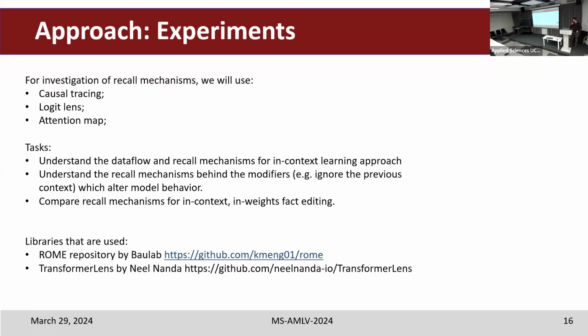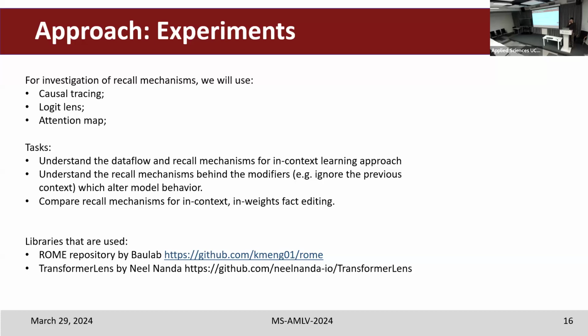In our experiments, we will be using the causal tracing instrument that I mentioned earlier, also logit lens that will be explained later, and attention map instrument to understand the data flow and recall mechanisms for the in-context learning approach. Also to understand the recall mechanisms behind the modifiers which alter model behavior. In other words, if you add the statement, ignore the previous context for this fact altering statement in the in-context learning, the model will generate actual fact. And also we want to compare recall mechanisms for in-context and in-weight fact editing.